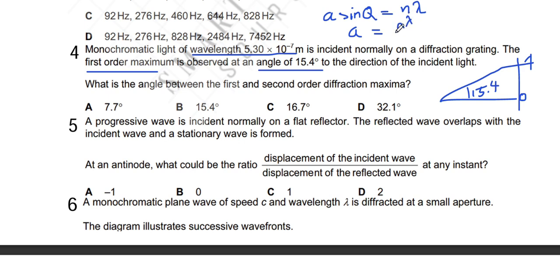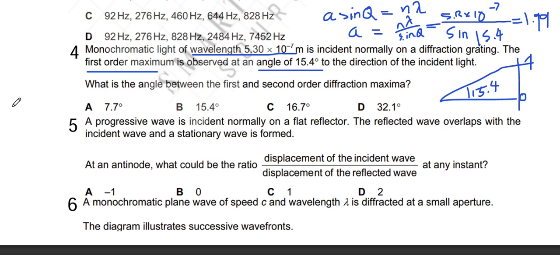So a equals n lambda by sine theta. If we insert these values, n is 1, lambda is 5.3 times 10 to the power negative 7, and the angle theta is 15.4. If we do this calculation, that would be about 1.99, which is the diffraction grating spacing.